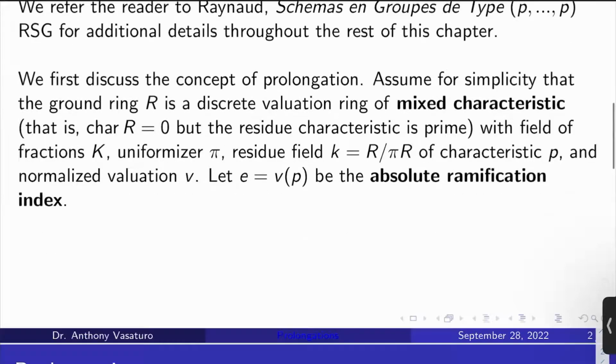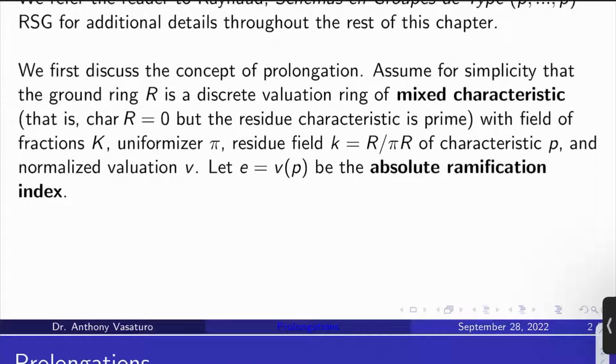Okay, so let's set up prolongation. For simplicity, we'll assume that our ground ring R is a DVR with mixed characteristics. So what I mean is the characteristic of the ring is 0, but the residue characteristic of the residue field is a prime P, let's say. We'll give R a field of fractions K and a uniformizer pi. We'll call the residue field lowercase k, and that's just R mod pi R. We'll call the characteristic of the residue field P, and we'll call the normalized evaluation V, with respect to the uniformizer pi. And we'll let E equals V of P be what we call the absolute ramification index. So that's just whatever the valuation of P is. We'll just call that E.